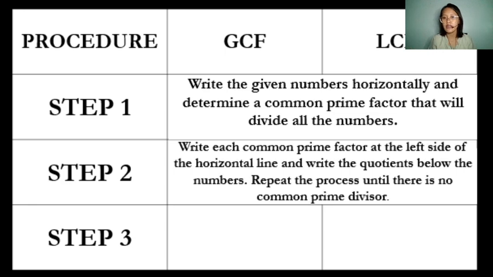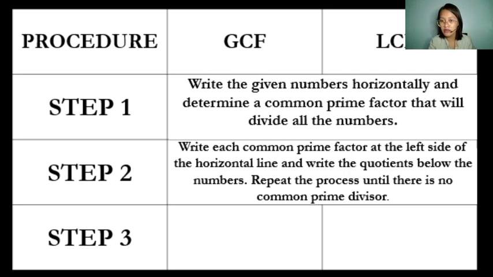Next, write each common prime factor at the left side of the horizontal line and write the quotients below the numbers. Repeat the process until there is no common prime divisor. So, ayan, sa left side pa rin natin isusulat yung common prime factor. Ibig sabihin, mga prime numbers po yung gagamitin natin to divide, as a divisor. And then yung quotient natin, instead na sa taas, di ba kapag naglo-long division tayo sa taas natin ilalagay, dito sa baba. Ibababa natin.